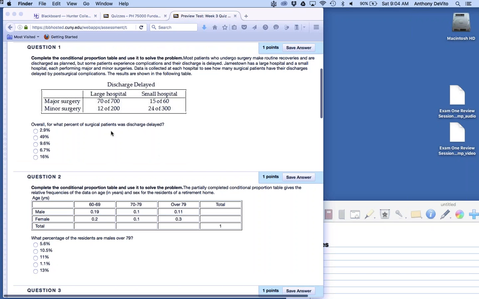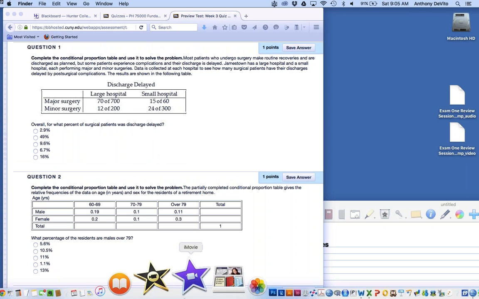Okay, so let's take a look at this. What percentage of surgical patients was discharge delayed? Well, how many surgical patients did we have here? We had 700 major in the large hospital. We had 200 minor surgeries in the large hospital. So we had 900 surgeries here. We had 60 and 300 for the small hospital. So we had 700, 200, 900, 1200, 1260.